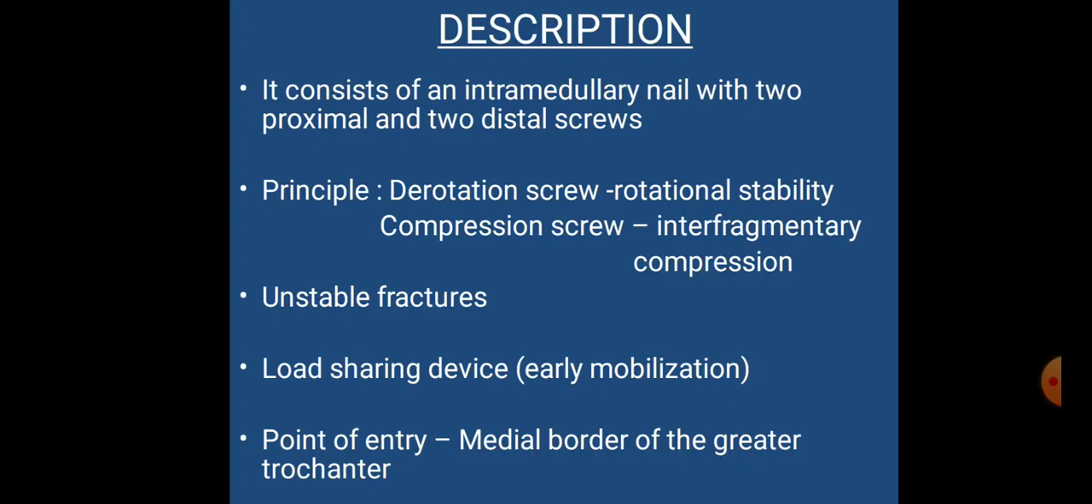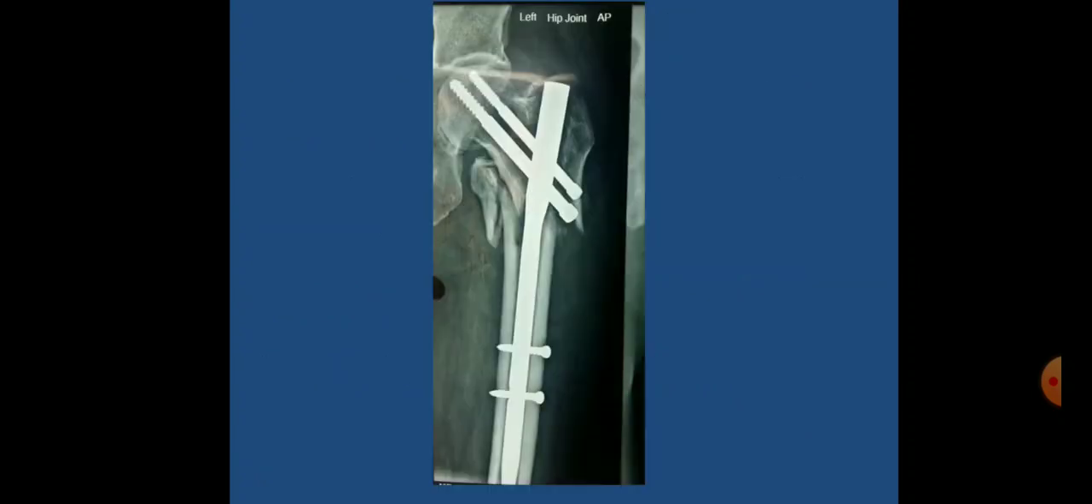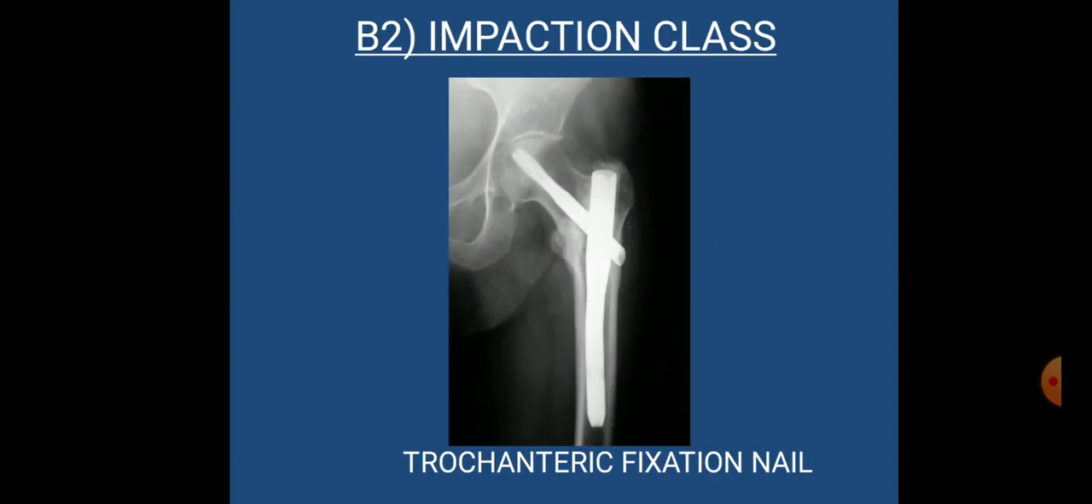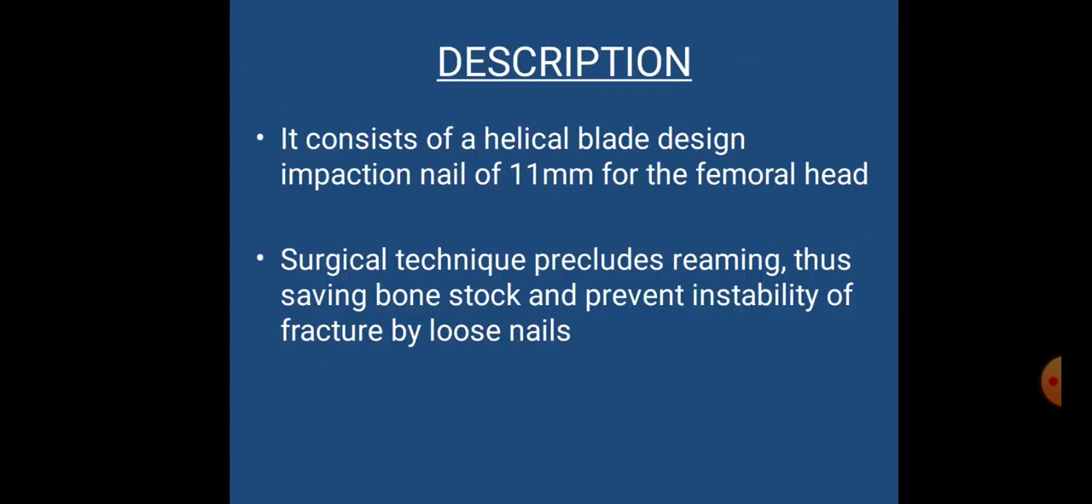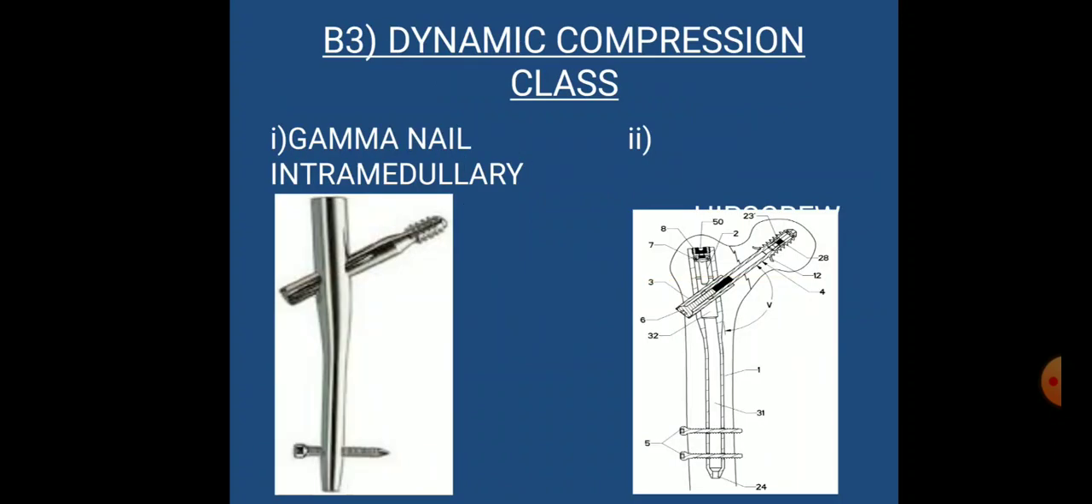The point of entry is the medial border of the greater trochanter. You can see here where we have put a proximal femoral nail. There is a compression screw and a derotational screw. These are impaction class screws, that is the trochanteric fixation nail. It consists of a helical blade design, an impaction nail of 11 mm for the femoral head. The surgical technique precludes reaming, thus saving bone stock and preventing instability of the fracture by loose nails.